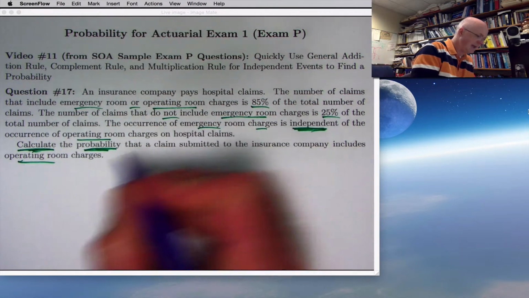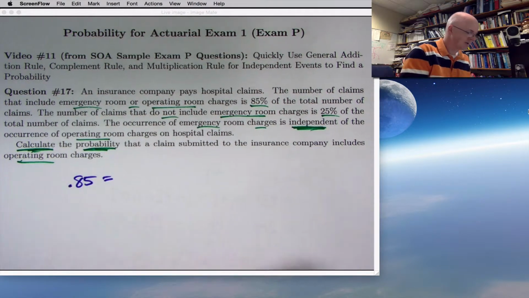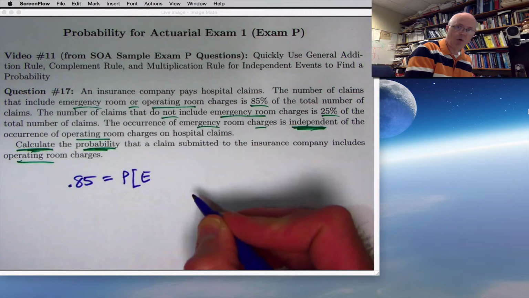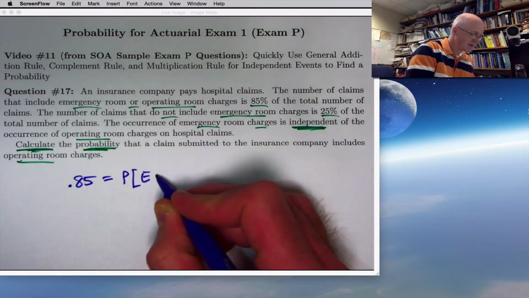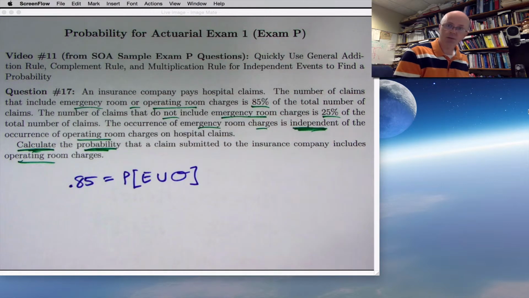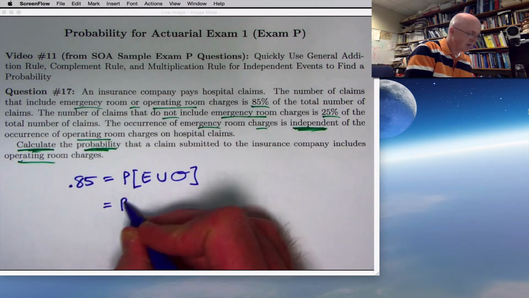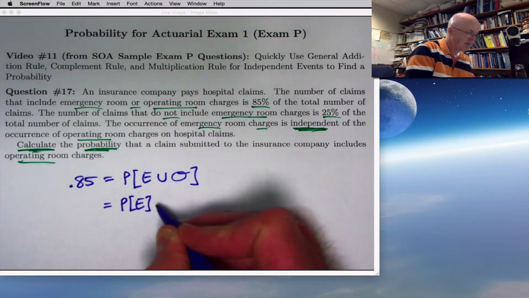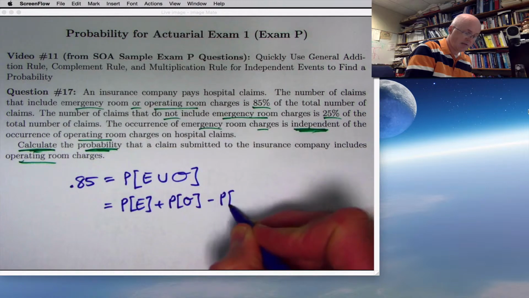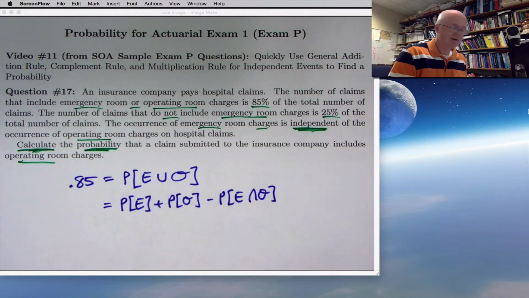So we're told that 85% include emergency room charges or operating room charges. 0.85 would be the probability of E or O, E representing emergency room charges, O representing operating room charges. Union represents OR. Use the general addition rule. This would be the same as the probability of E plus the probability of O minus the probability of E and O. Intersection means and.